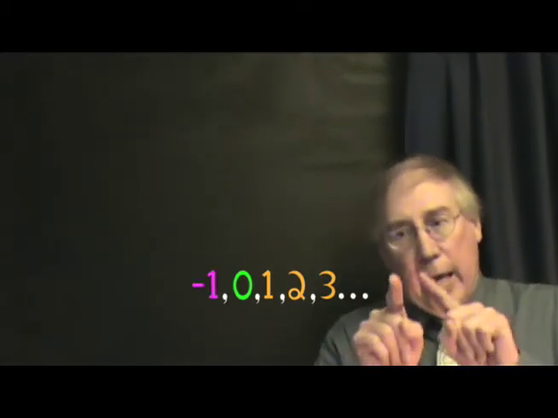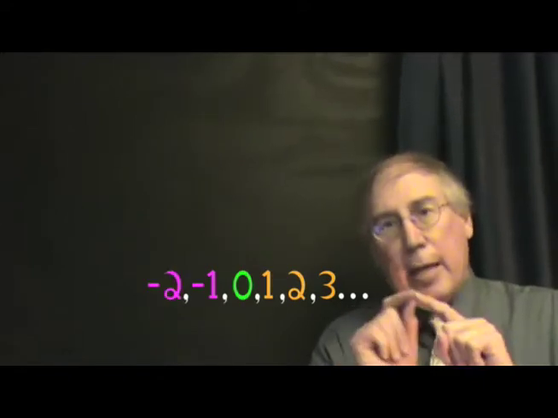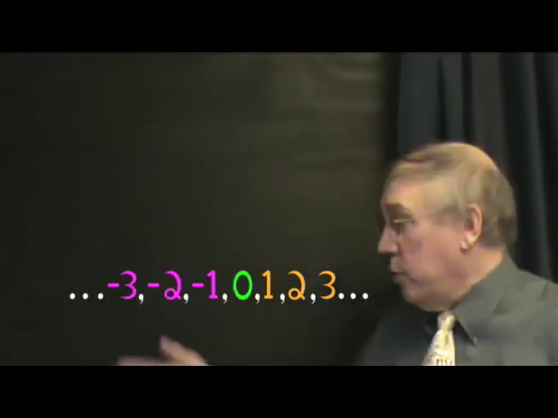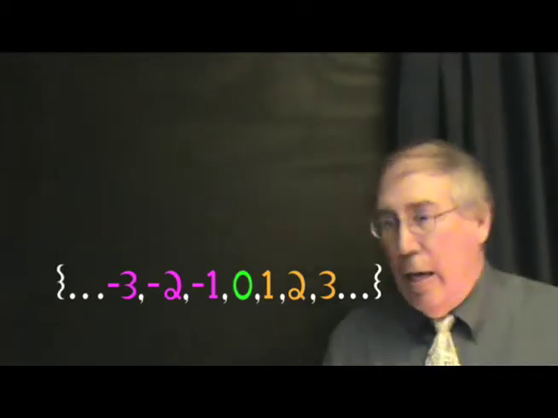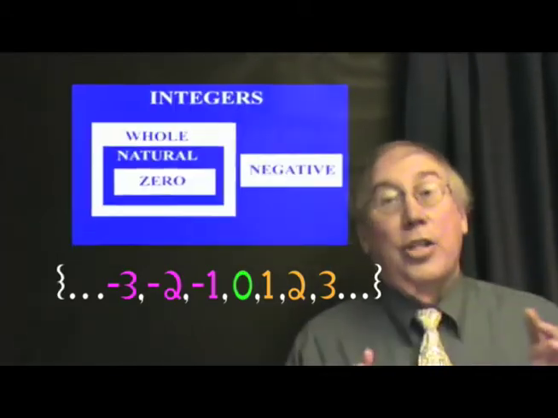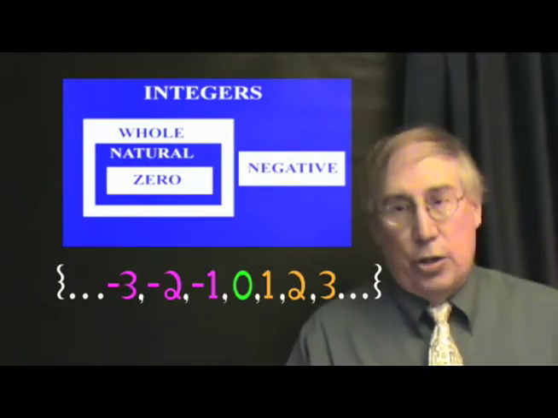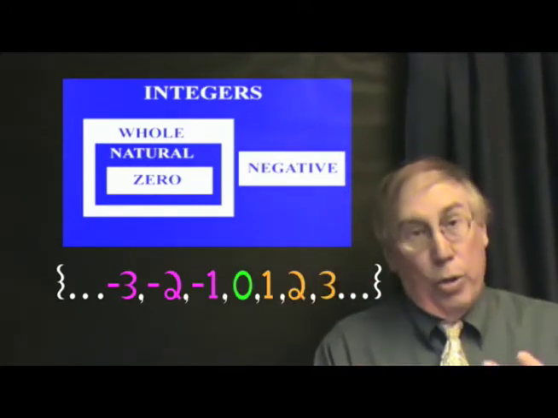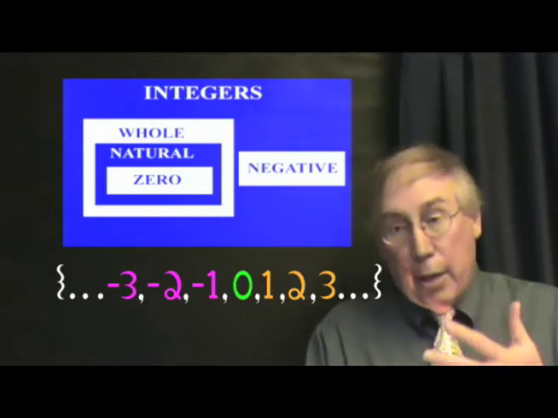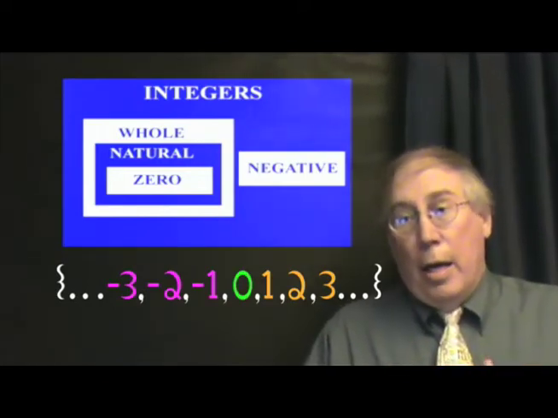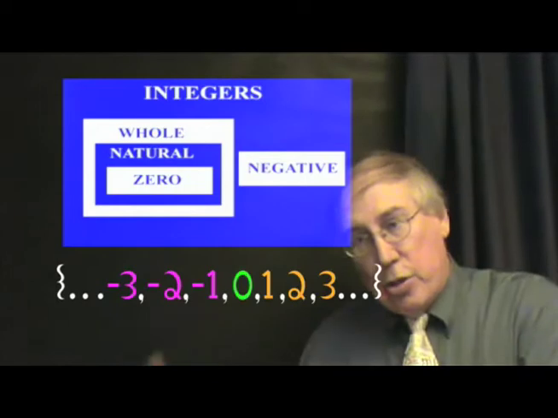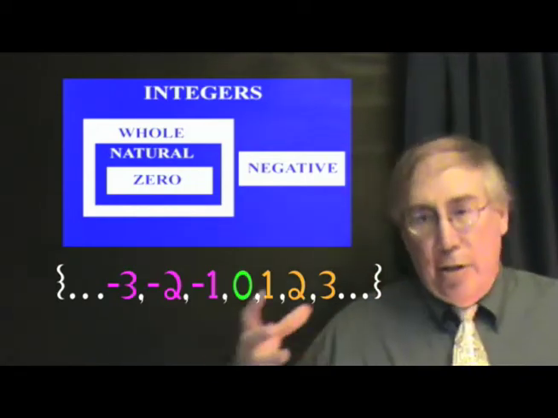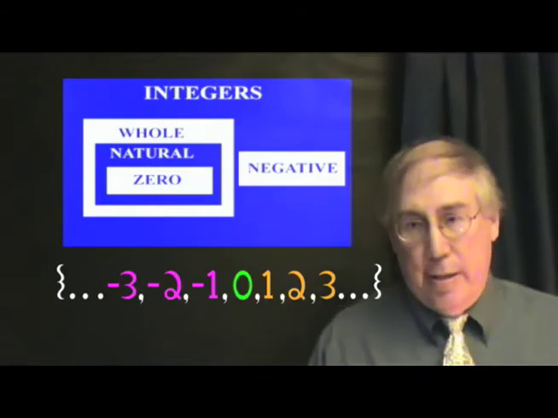Now, let's put some negative signs in front of the counting numbers and put those on the left-hand side. And this whole thing makes a set of what's called the integers. So the integers contain the whole numbers, which is 0, and the counting numbers. And then the integers also include the negative numbers. And this whole set is called integers.